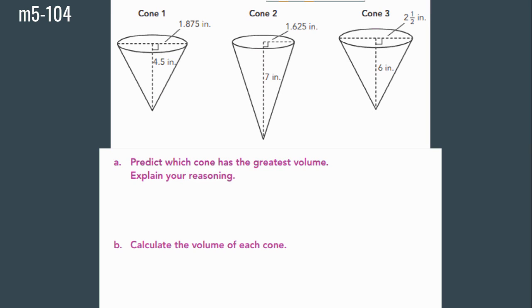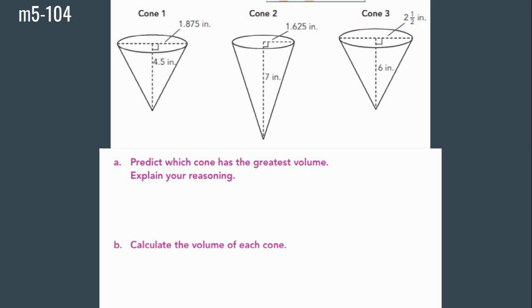So chances are that you and your partner might have come up with a different prediction for which cone you think it is. Some people might have said, ooh, cone 2 is the tallest cone, so maybe that could hold the most. Or maybe cone 3 because it's the widest, it has the biggest diameter. Or maybe cone 1 because it's kind of a mix of both, it's in between. So we're going to actually figure this out and see. So B says to calculate the volume of each cone. So let's go through that.